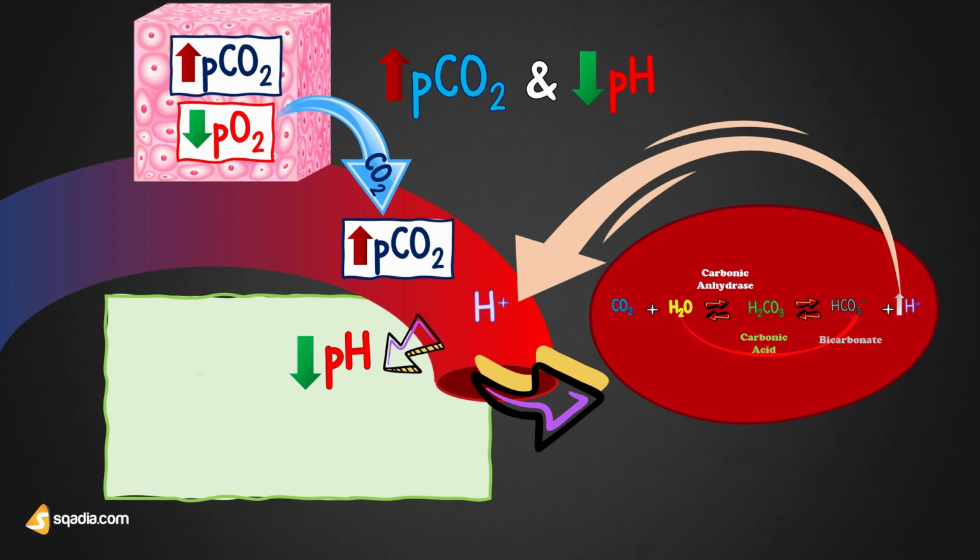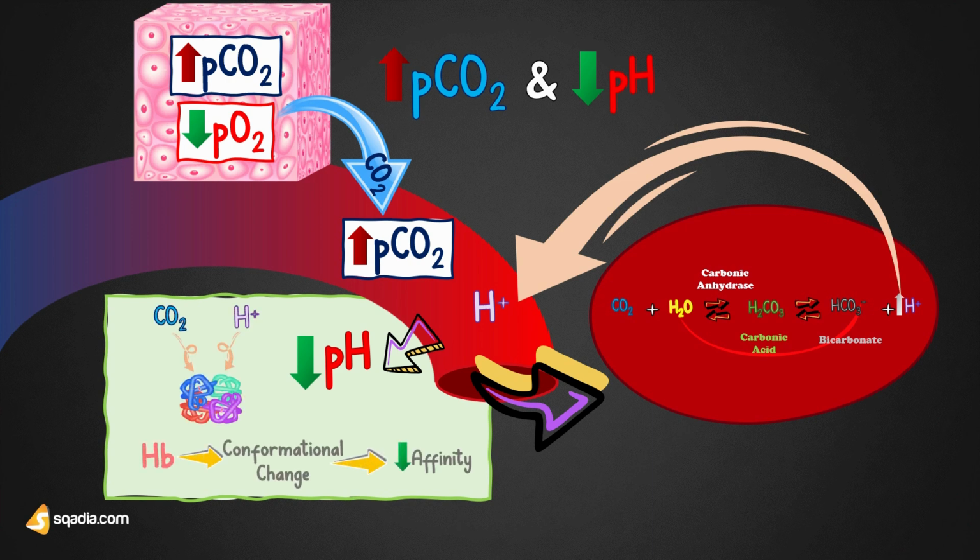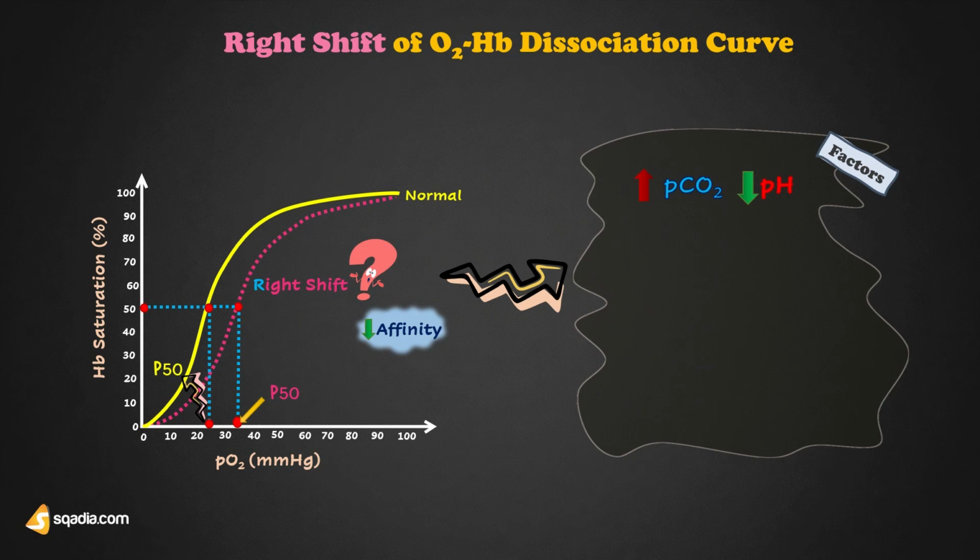Not only this, but both carbon dioxide and hydrogen ions can bind to the hemoglobin at a different site than oxygen, and decrease hemoglobin's affinity for oxygen. This decrease in affinity of hemoglobin for oxygen due to the increase in the partial pressure of carbon dioxide and decreased blood pH is known as Bohr's effect. This lower affinity enhances the unloading of oxygen into tissues to meet the oxygen demand of the tissue, and this shifts the curve to the right.